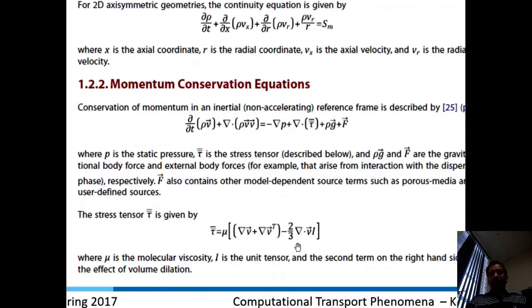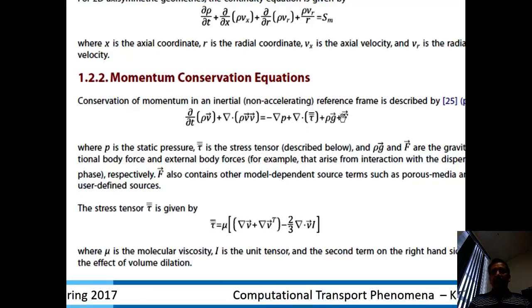So this is the Navier-Stokes equation with the shear stress term, the gravitational term, and any source term that has electrostatic, electromagnetic forces, etc. And tau is your shear stress expression here. So the laminar flow model in COMSOL solves these two sets of equations.